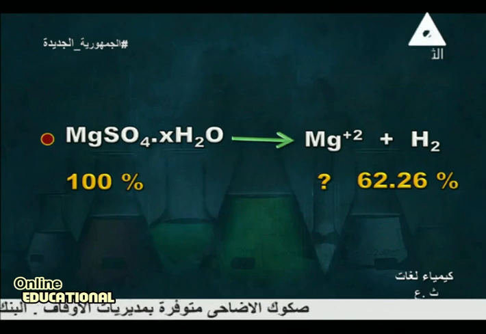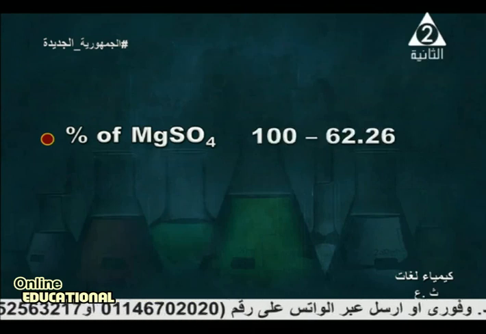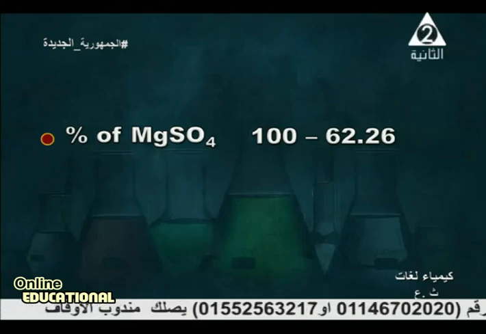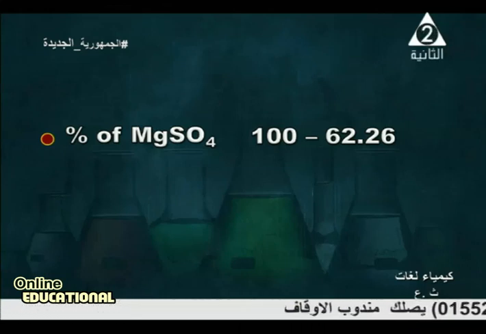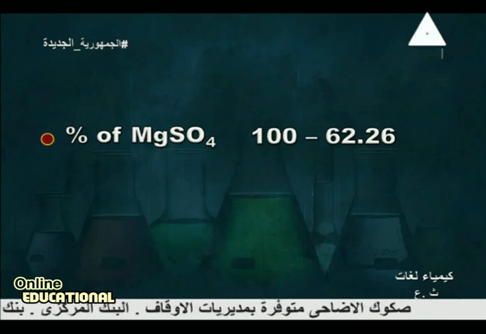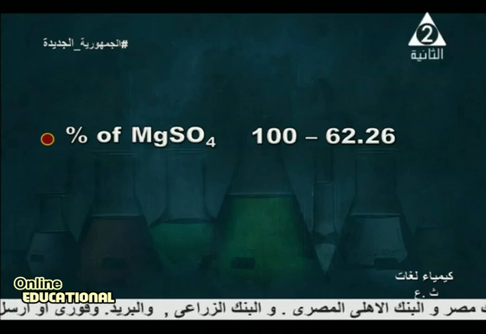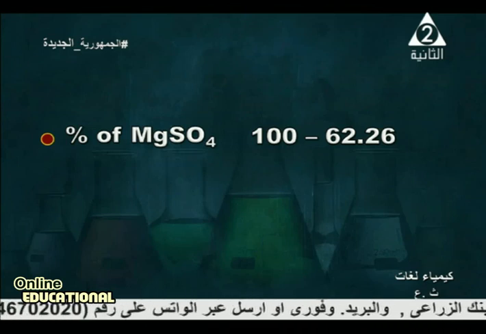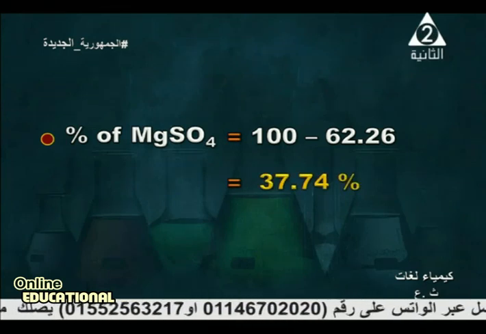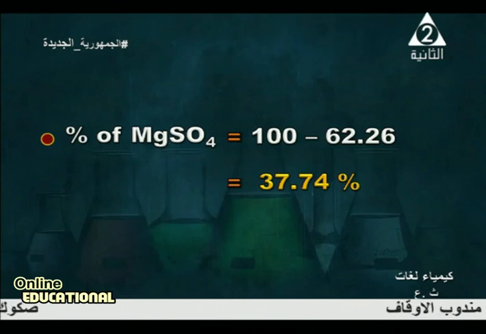62.26%. Now, after that, I get this point. The percent of MgSO4 equals what? 100 minus 62.26. Why? To find the MgSO4 alone. You have a big compound divided into water and the solid substance, so I subtract to find its mass. I say the mass here equals 37.74%. Now I have MgSO4.